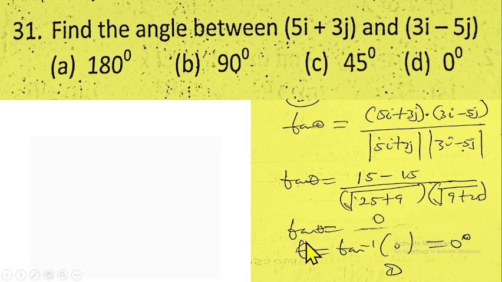So that means cos theta equals 0. Then theta will be cos inverse of 0, and that should be 90. So cos inverse of 0 is 90. So option B is the correct option, not option D. This is an error from our own side, and I've corrected it. It is cos theta, not tan theta.